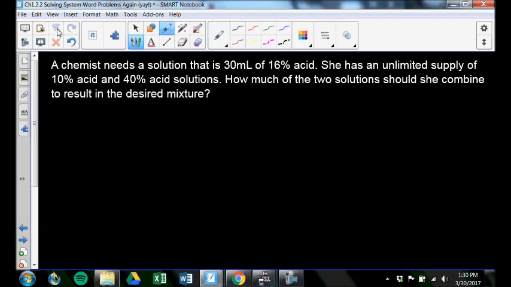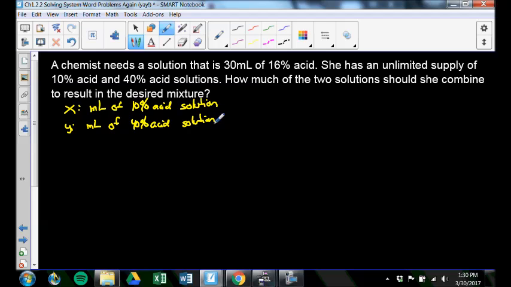What are we trying to find? We're trying to find milliliters needed of the 10% acid. And we're trying to find milliliters needed of the 40% acid. Those are our 2 variables.